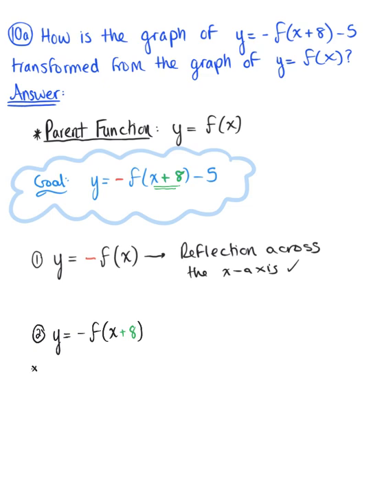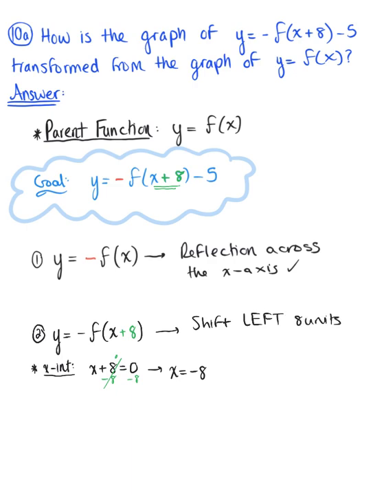So to determine which direction we are shifting on the x-axis, we think about the x-intercept. So you have this x plus 8 is equal to 0. And if we solve for x here, we'll need to subtract 8 from both sides of the equation, which leaves us with x is equal to negative 8. So this implies that we are going to shift left 8 units. So we are shifting horizontally to the left 8 units. This is our second transformation.